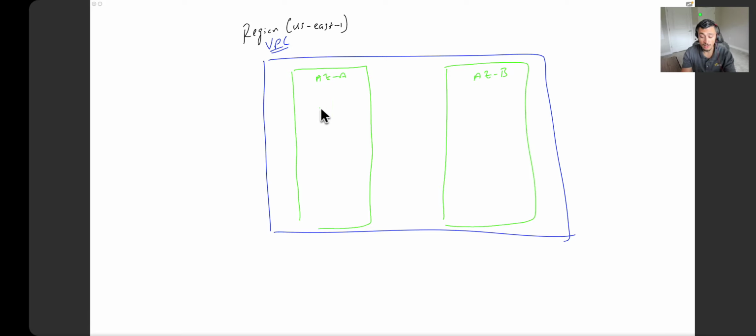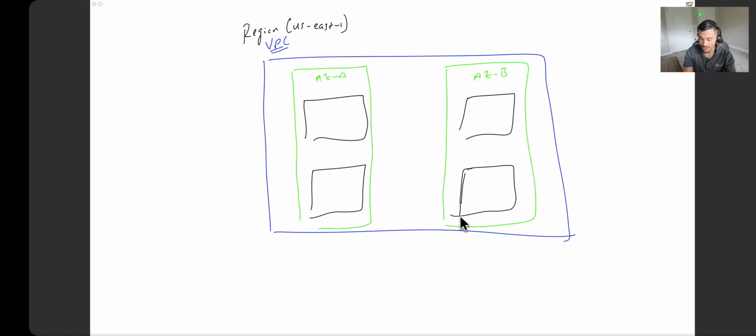And then within our AZs, here's where we launch our subnets, right? So we can have maybe a public and private subnet in each availability zone, right? And then within our subnets are our EC2 instances. Now, it's important to understand that when we launch an EC2 instance, we launch it within a security group, right? So this is one of our private subnets, right?